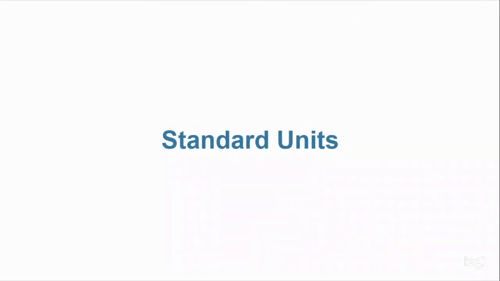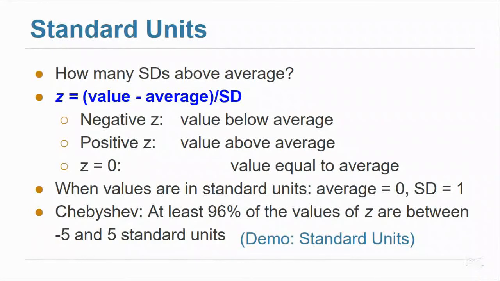Standard deviations give rise to a notion called standard units. If you're given a collection of values and a particular value in that collection, you might be interested in how many standard deviations above the average is that value. Here's a way to calculate that. You start with your value, you subtract off the average of all the values in your collection, and then you divide by the standard deviation of your collection. That will give you a z-score, which we call the standard units for your value.